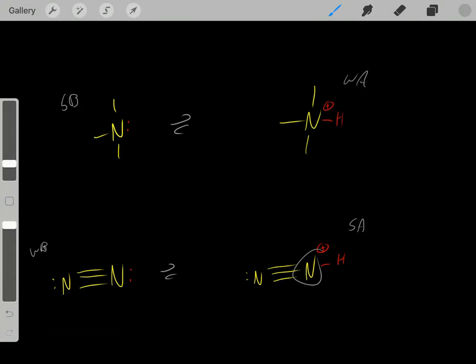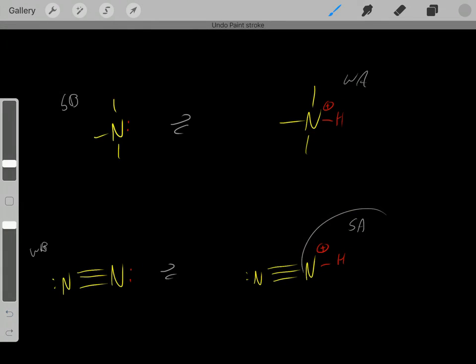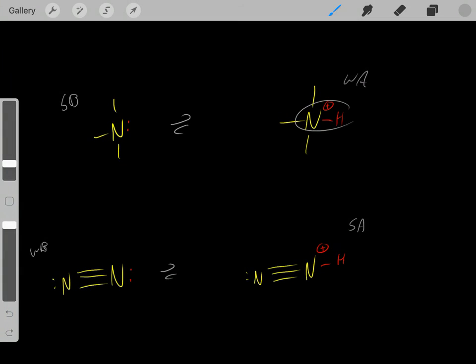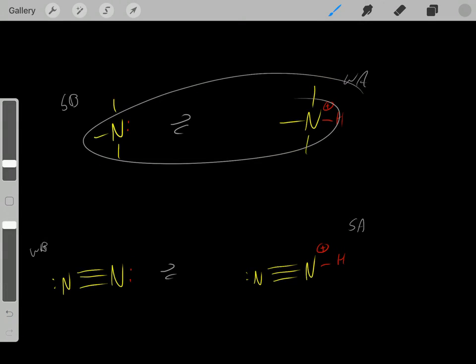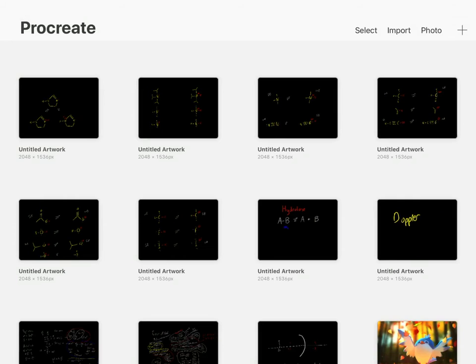And again, we already explained how sp acids are stronger than sp3 acids. It's the same idea, it's just that now we're looking at it in reverse. But again, it's that same theme. So that's how hybridization affects acid and base strength.